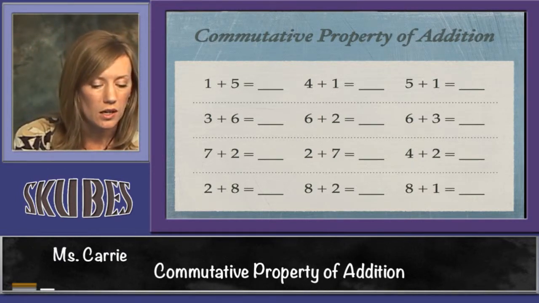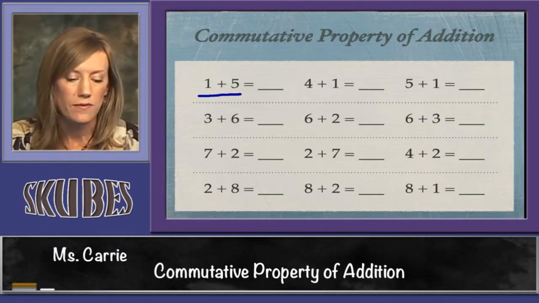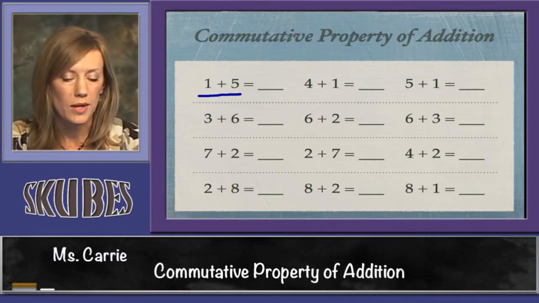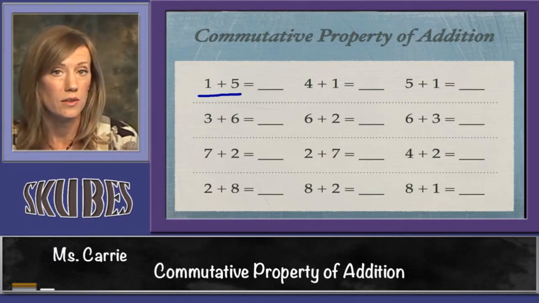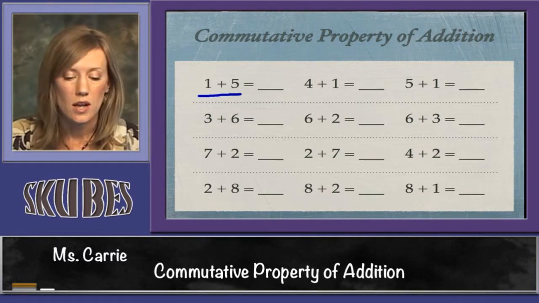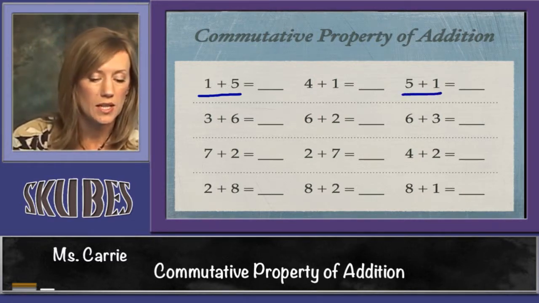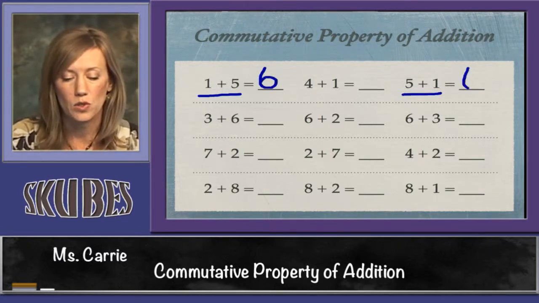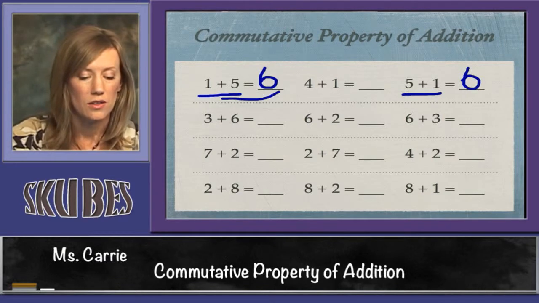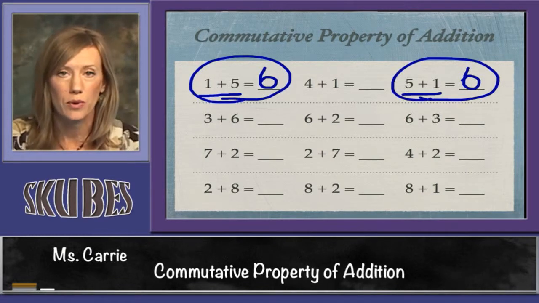Well, if we look here, we have 1 plus 5. Can you flip that to be 4 plus 1? No, you can't, because the numbers aren't both the same. The 1's the same, but the 5 and the 4 are different. Now look at this one down here. We flipped those two numbers and we get the same answer. 1 plus 5 is 6, and 5 plus 1 is 6. So these two would show the commutative property.